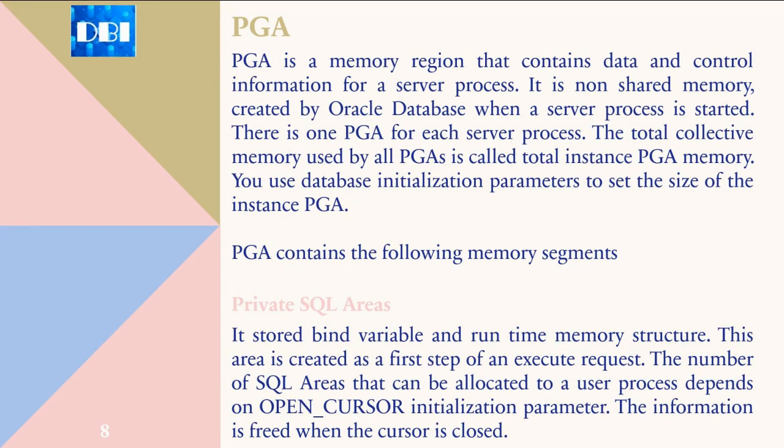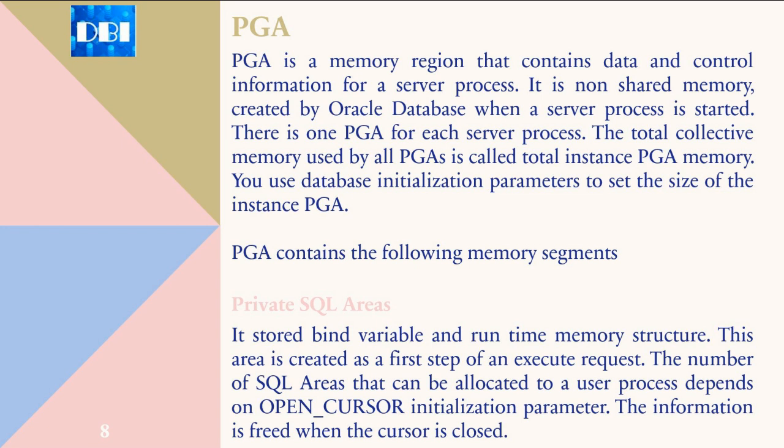Let's come to PGA now. PGA is a memory region that contains data and control information for a server process. It is non-shared memory, created by Oracle database when a server process is started. There is one PGA for each server process. The total collective memory used by all PGAs is called total instance PGA memory. You use database initialization parameters to set the size of the instance PGA.